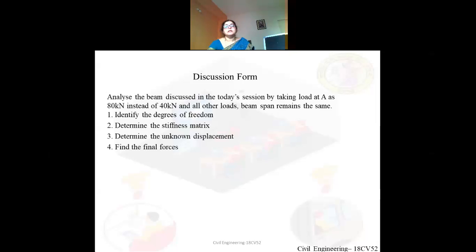Okay. So in the next class we'll discuss the sinking support problem. How to analyze a beam using stiffness matrix when there is a sinking in the support.